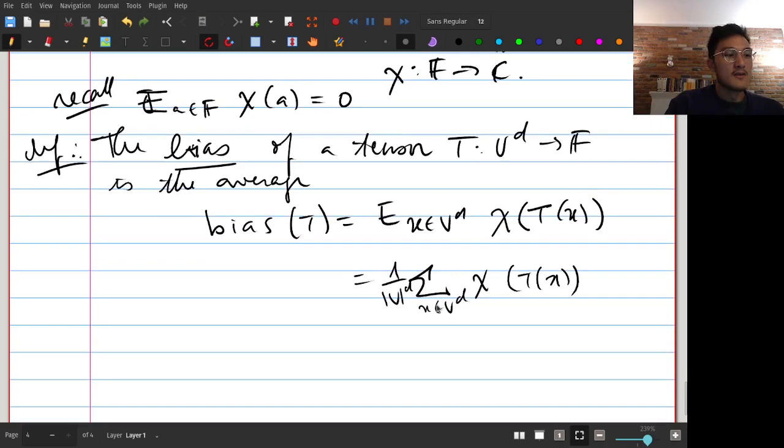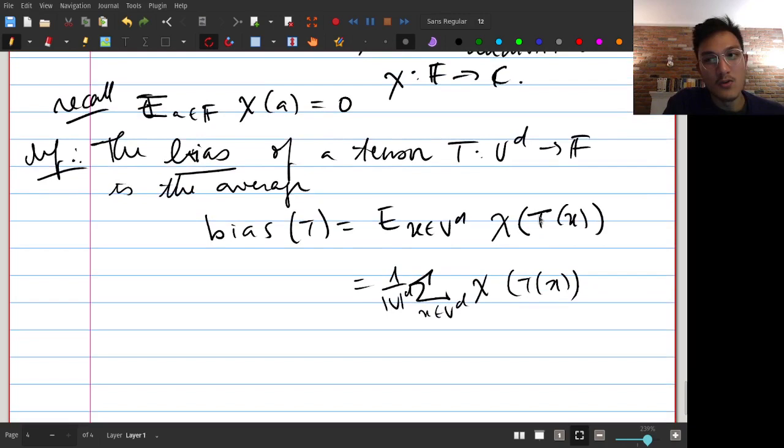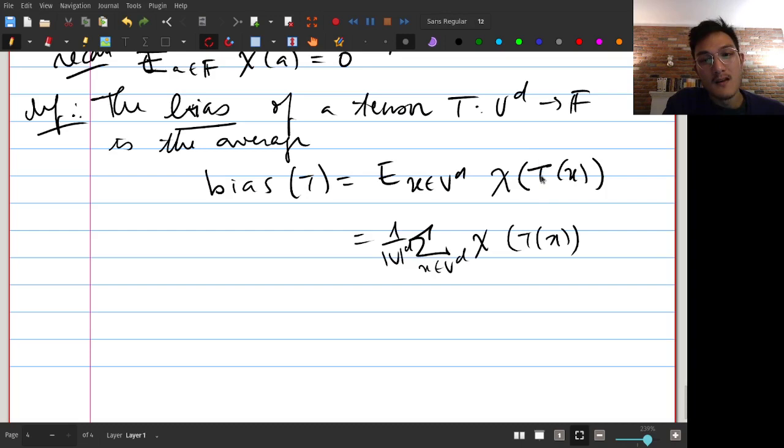So if T is an order one tensor, that means it's a linear function, you can take the sum all the way inside, and then you get zero.